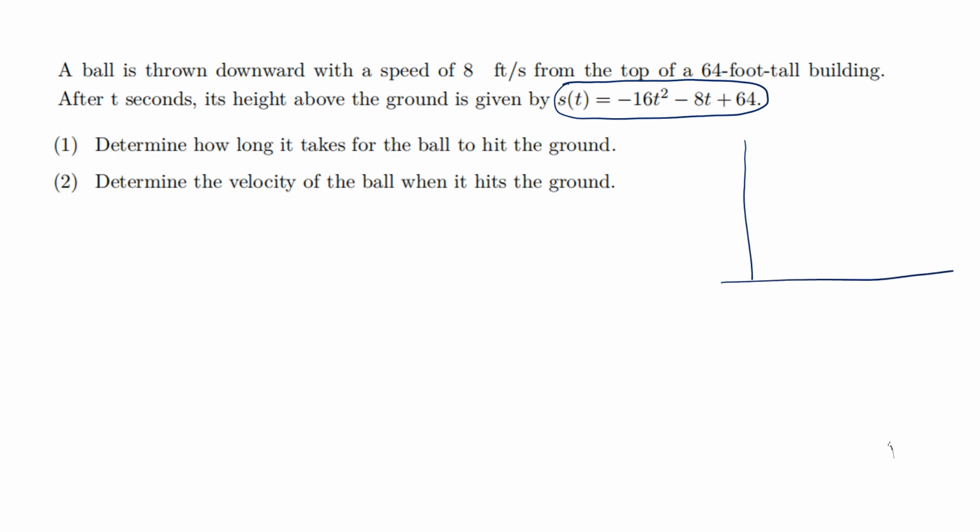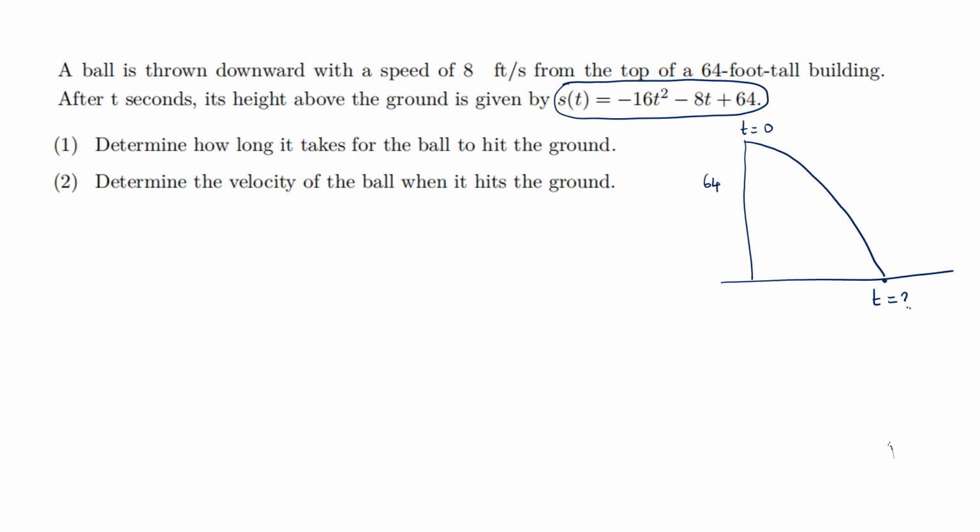From the top of the building, the height is 64 feet. The ball is thrown downwards, and the ball reaches the ground at this place. What is the time here we have to find out? What is the starting time? Starting time is t equal to 0. And here, the ending time, what is t? We have to find out.